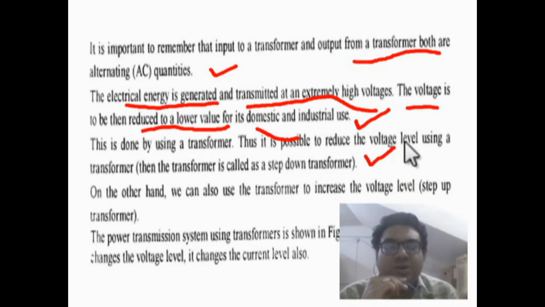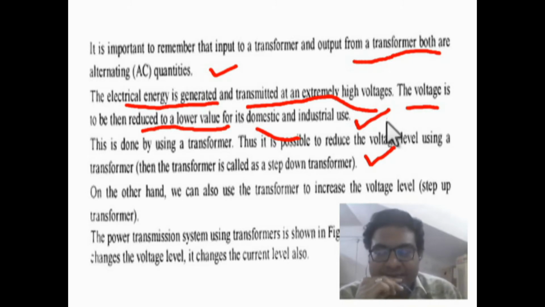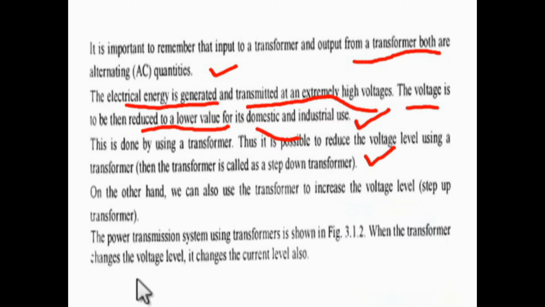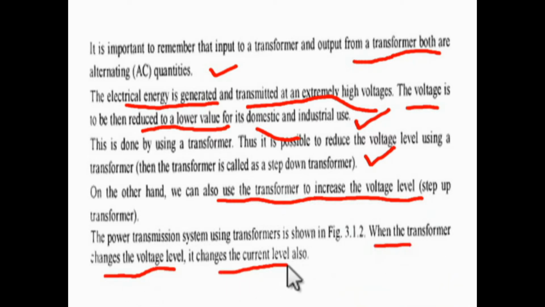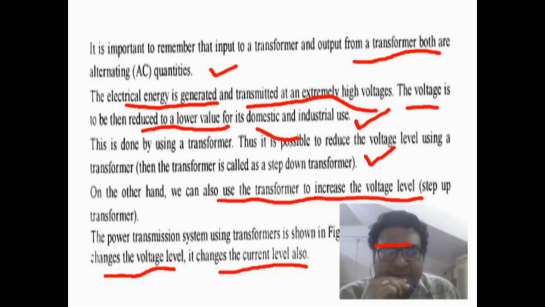You already know one is called step up transformer, where the voltage level is to be increased, and another is step down transformer, where the voltage level is to be reduced. Okay, so we will see. Then guys, on the other hand, we can also use the transformer to increase the voltage level in the power transmission system. When the transformer changes the voltage level, it changes the current level also. So guys, this is very important.